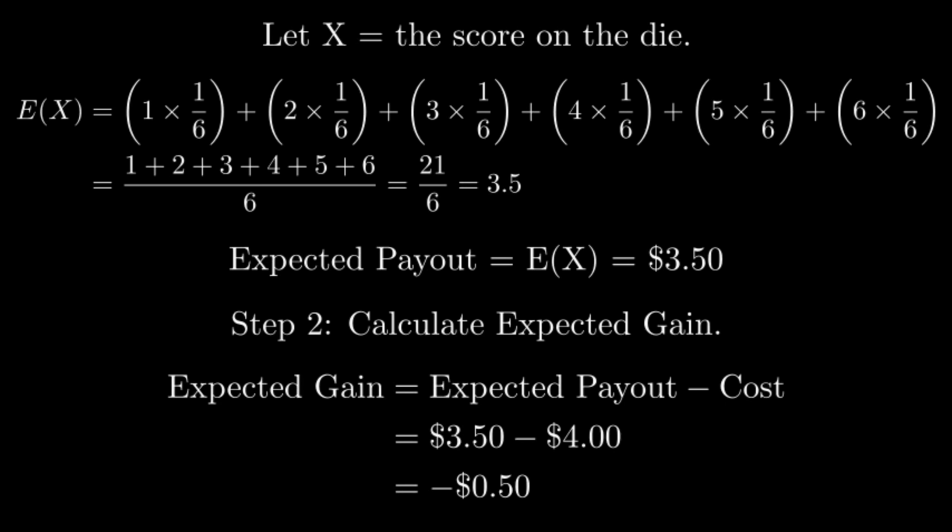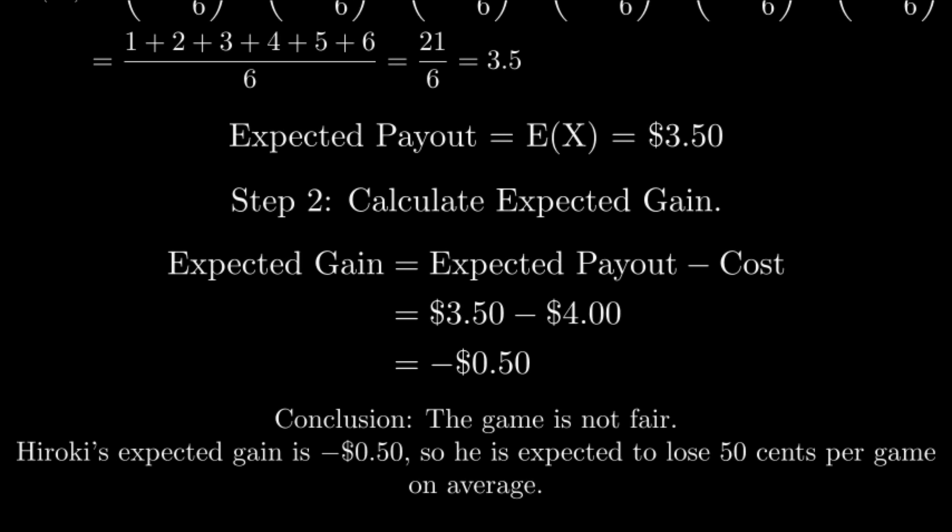So is the game fair? No, it is not. Since the expected gain is not zero, the game is not fair. In fact, it's biased in favor of Jenny. On average, for every game he plays, Hiroki can expect to lose 50 cents.